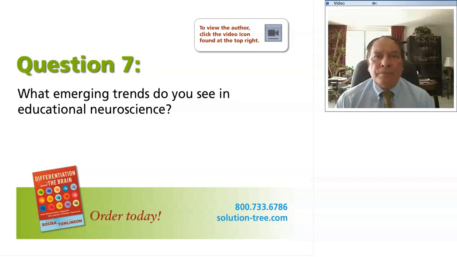What emerging trends do you see in educational neuroscience? Well, I'm surprised where we are now. When I thought 5 or 10 years ago where we'd be, I never thought we'd be this far along. I think the trend we're seeing is a growth of a knowledge base about how the brain learns. And this has been remarkable.